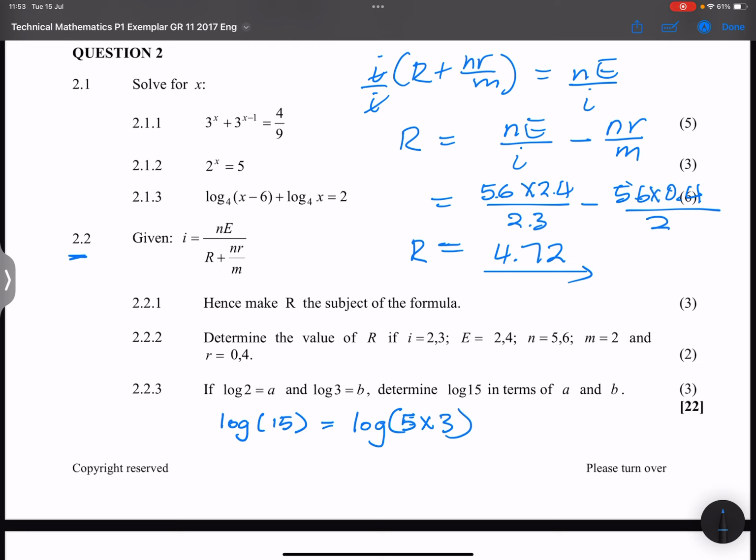So we know this is equal to log 5 plus the log of 3. So not a problem. This one we can actually sort out and get in terms of 2 and 3. But when I look at log 5, how do I get it in terms of 2 and 3?